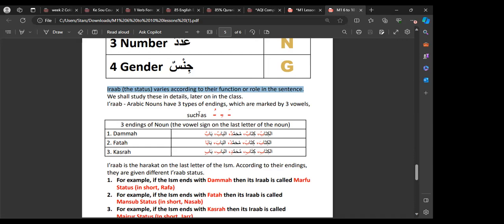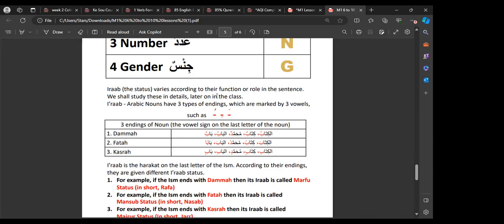So for example, in this word where we have book, al-kitabu, it will be the subject of the sentence. Whereas al-kitaba, it would be the object of a sentence. So this is just an example of how i'rab works. So I'm glad you said that we should go over it again, inshallah.